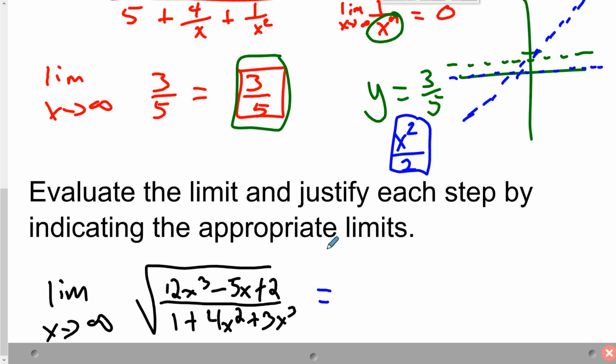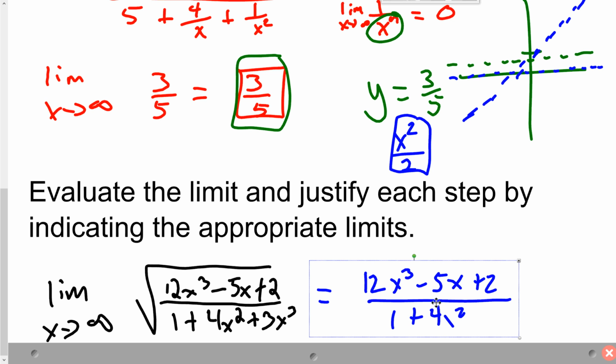All right, so I can rewrite this as (12x cubed minus 5x plus 2) all over (1 plus 4x squared)(x squared plus 3x cubed). And they're both being square rooted, so that means they're both raised to a half. Now I can go ahead and distribute that. Oh, I can't distribute that half power.